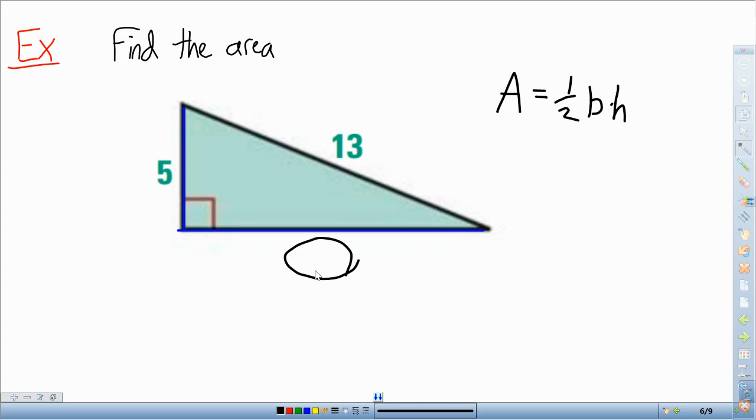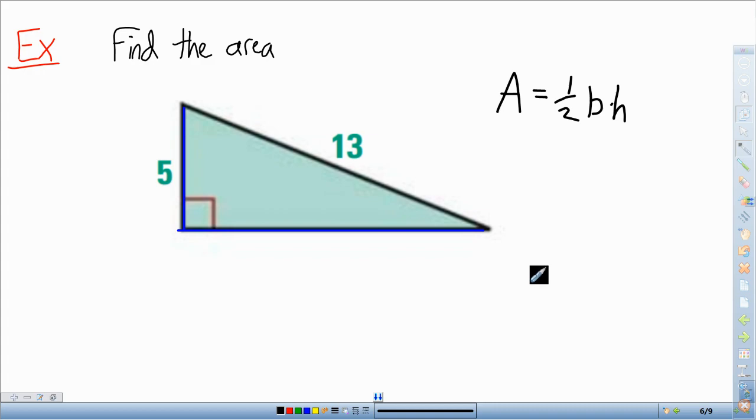Okay, so we don't know what the base is. We need to figure it out. All right, so the question is how do we figure out what the base is? How do we find the missing side of this right triangle? Okay, well, we know the other two sides of the triangle. What theorem can we use to find the missing side of a right triangle?